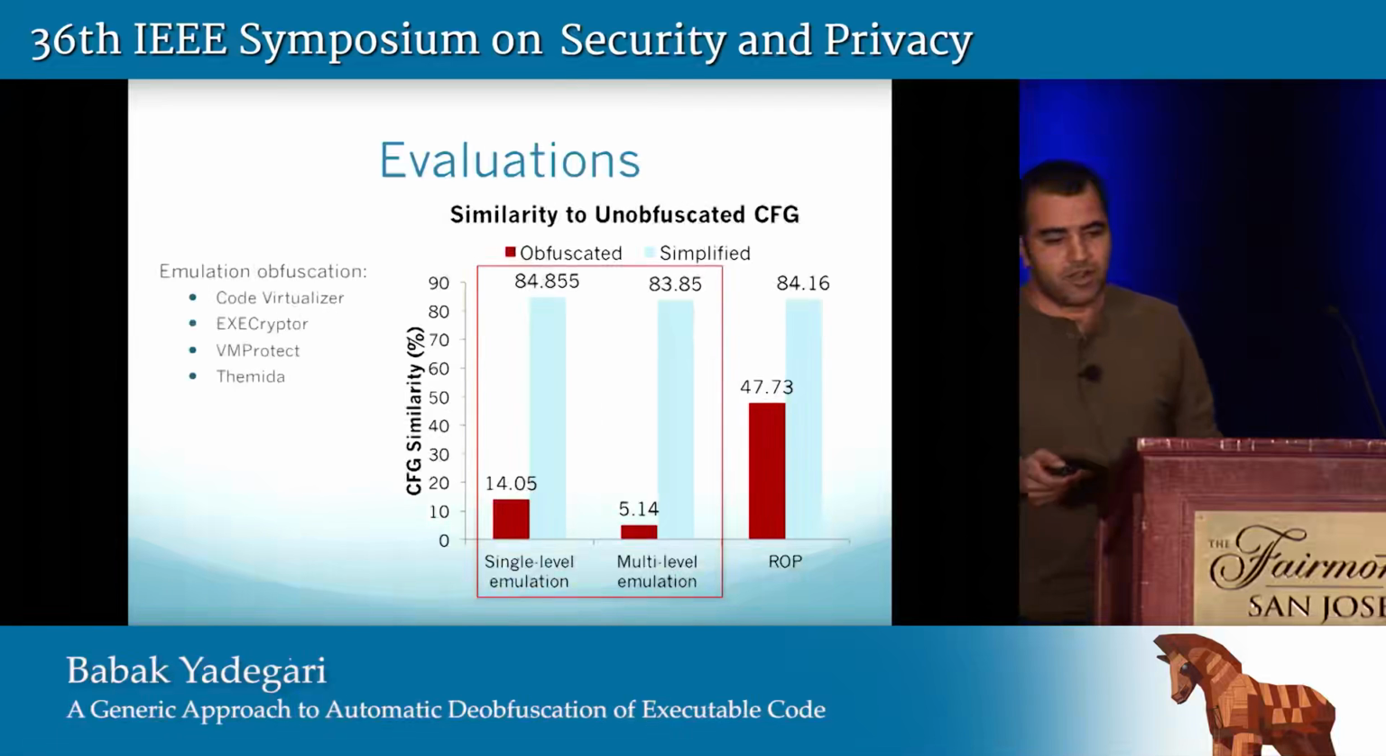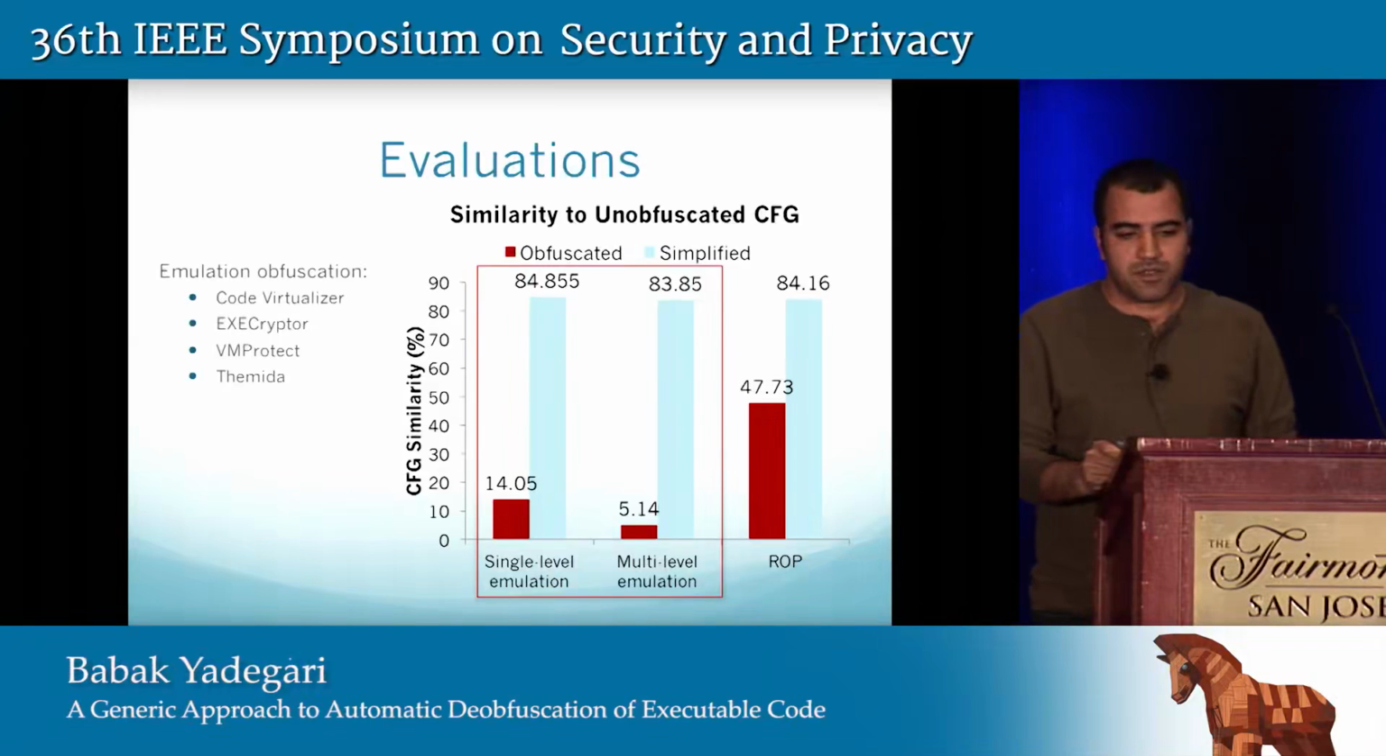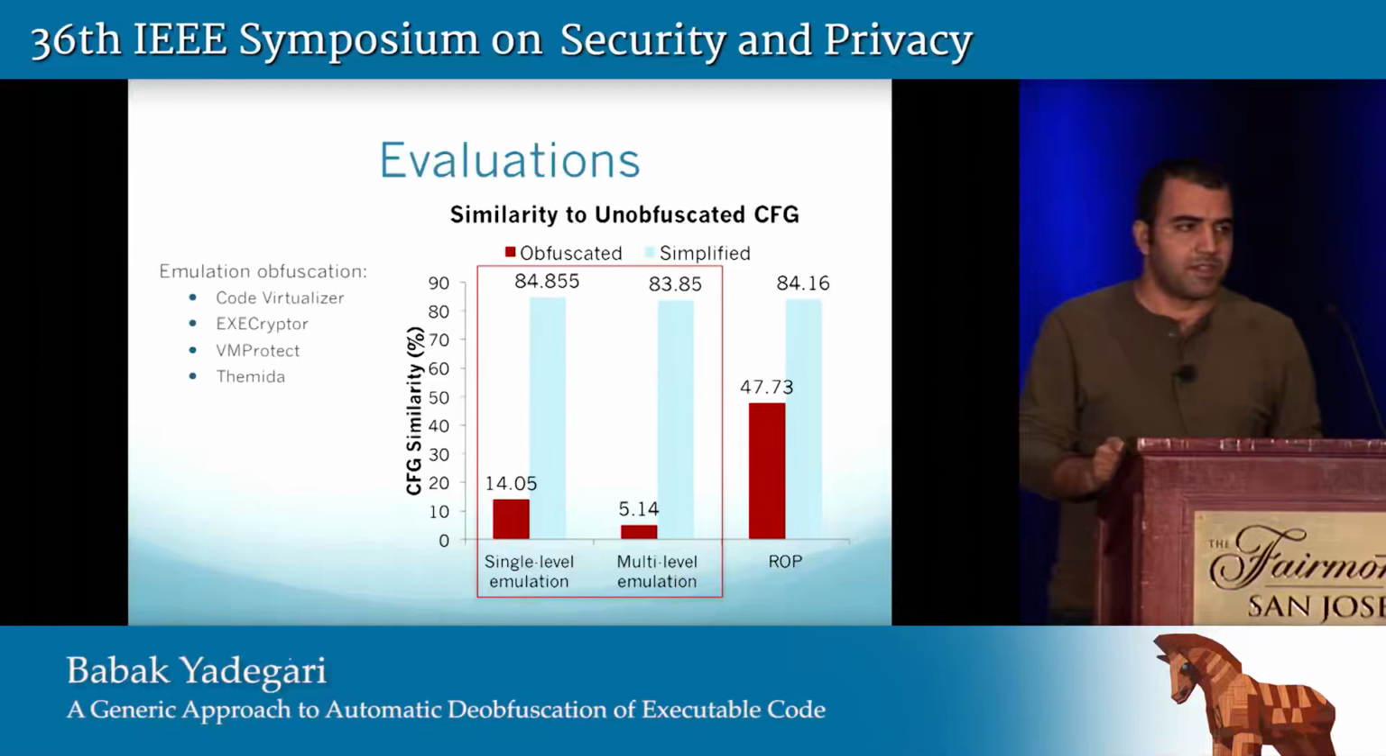And we have also measured the CFG similarity of a bunch of programs. For emulation-based obfuscation, we used 4 commercial obfuscation tools: Code Virtualizer, Executable, VM Protect, and Themida. The red bars show the CFG similarity of the obfuscated programs to the original programs. And the blue bars show the CFG similarity of the simplified programs, again, to the original programs.